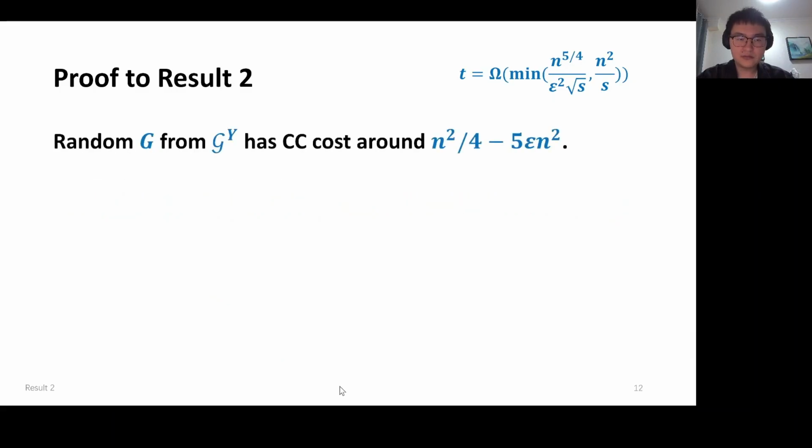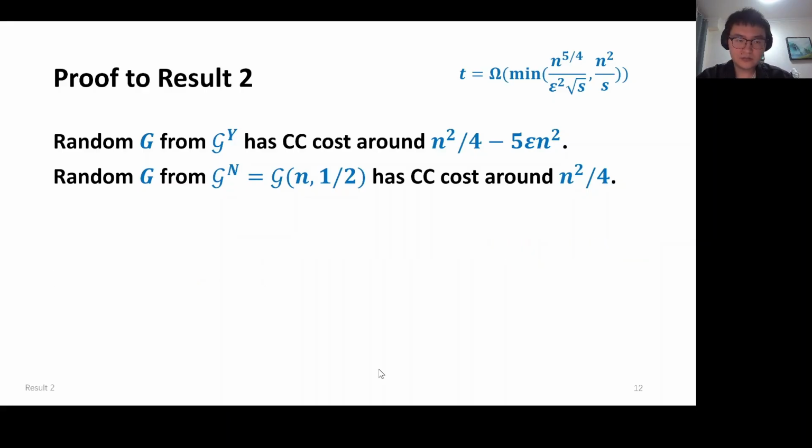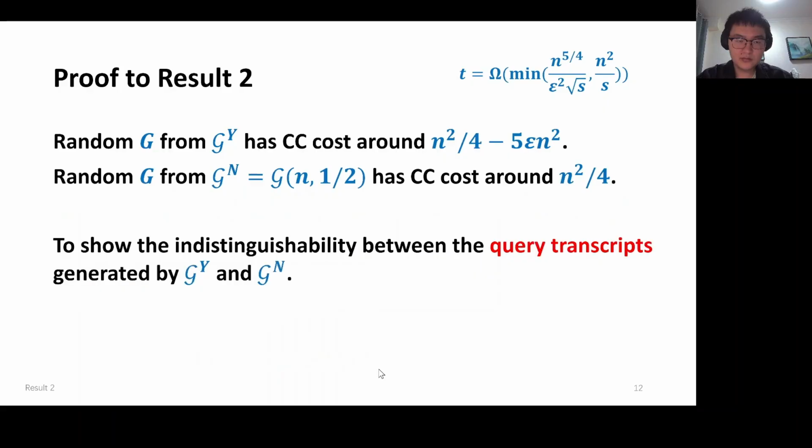So to start with, the proof starts by showing that the random graph G in the yes distribution and no distribution has a cost gap of 5 epsilon squared n squared with high probability. So this reduces the lower bound to showing the indistinguishability between the yes distribution and the no distribution. In fact, we will focus on the distribution of query transcripts, which means the string of queries and query answers.